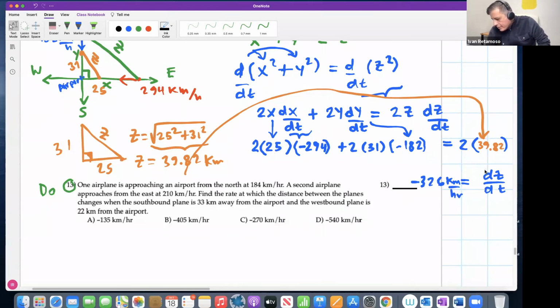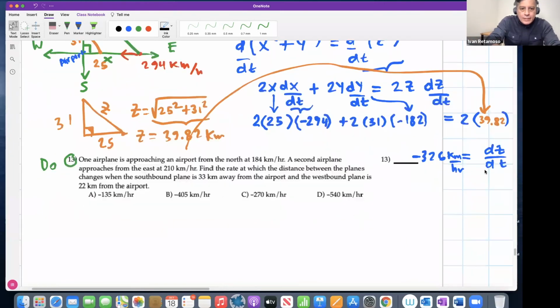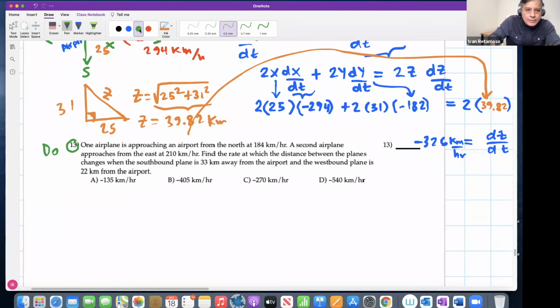All right, guys, let me start drawing. And if you finish up, let me know. Let me start with the drawing here. A good drawing always helps.